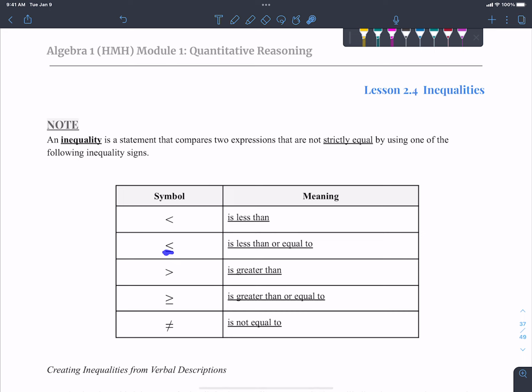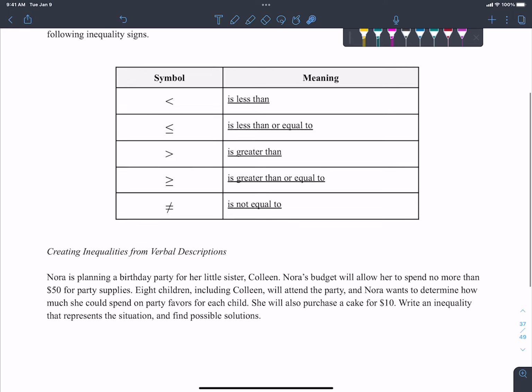And this little bar right there, that's equal to. So this here will be left side is greater than or equal to the right-hand side. And this is not equal to. Okay. All right. I hope that you finish copying it down. If you need more time, pause the video, please.